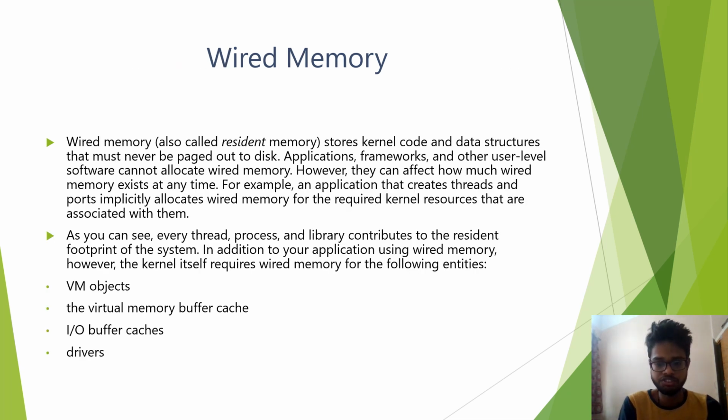So as we have talked about virtual memory, there is also wired memory. Wired memory stores the kernel code and the data structures that must never be paged out to the disk. Application frameworks and other user level software cannot allocate wired memory. However, they can affect how much wired memory exists at any time. For example, an application that creates threads and ports implicitly allocates wired memory for the required kernel resources that are associated with them. As you can see, every thread, process, and library contributes to the resident footprint of the system.